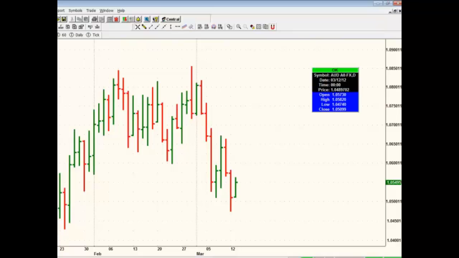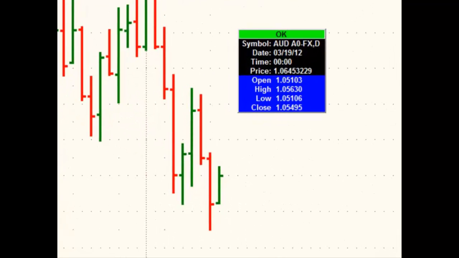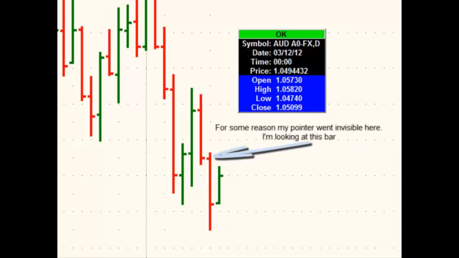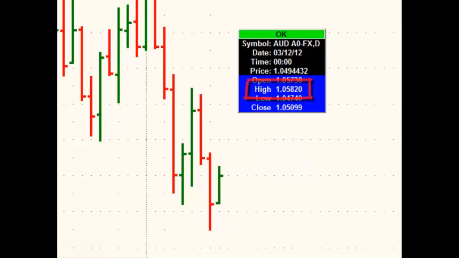If I hover my mouse over this bar, you'll see this window here giving us information on the open, the high, the low and the close. Now all of this information is contained at a glance in the bar. So I'm hovering over this bar, which is yesterday's bar. It tells us that the high was 1.05820 and the low was 1.04740. Now the high is represented here by the top of the bar, the low represented by the bottom of the bar. Very straightforward.